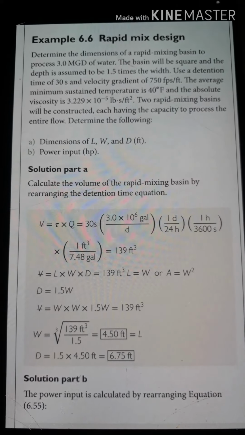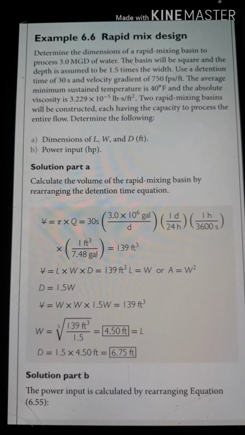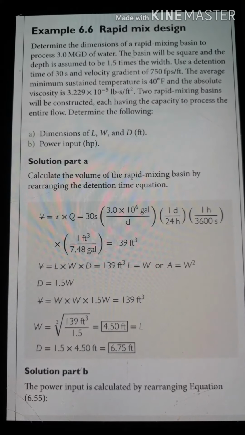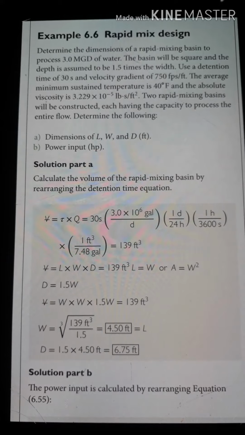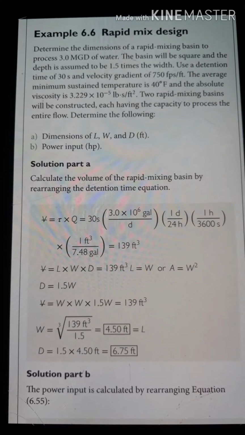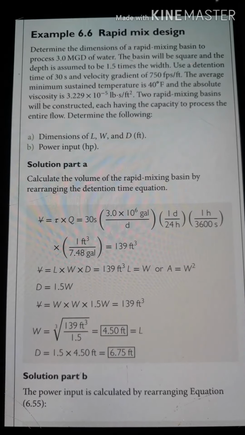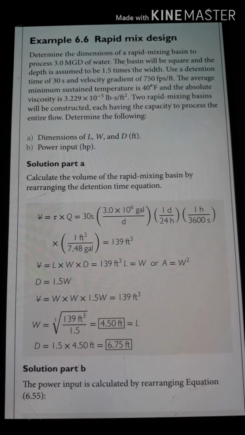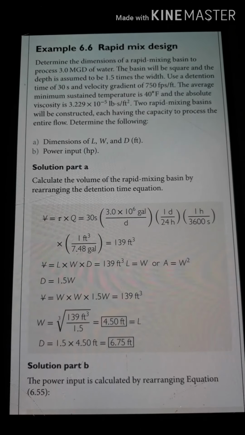The absolute viscosity is 3.229 times 10 raised to negative 5 pounds times second per feet squared. Two rapid mixing basins will be constructed, each having the capacity to process the entire flow. Determine the following. For the first part, or solution part A, we are asked to determine the dimensions L, W, and D in feet.